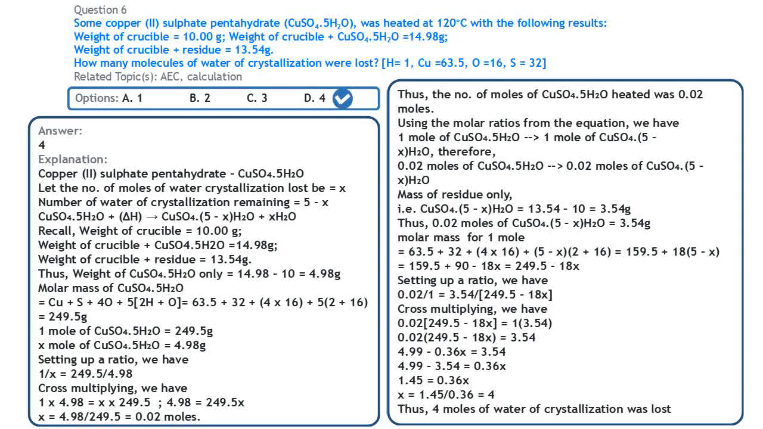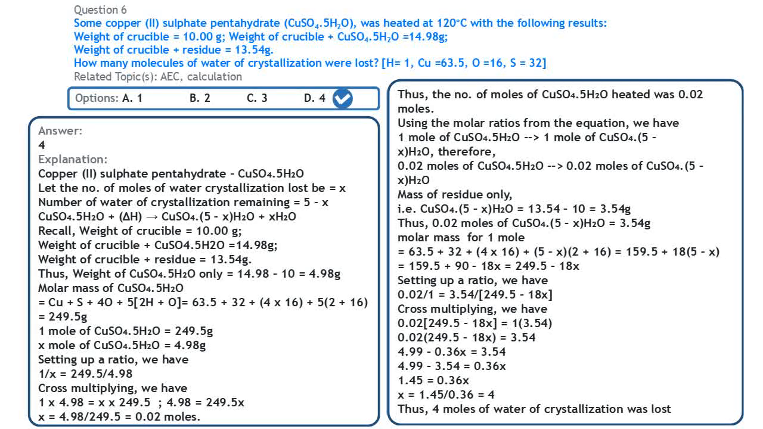If you open the bracket here, you'll be getting 0.02 times this, that is 4.99, and 0.02 times 18X, that will be minus 0.36X. This is then equal to 1 times 3.54, which is 3.54. Then we collect the like terms. So we bring this to this side and we bring this to this side, because this is a number independent of X, this is also a number independent of X, so we bring them together and we just bring this one that has X to the other side.